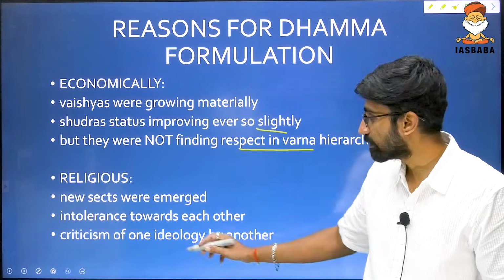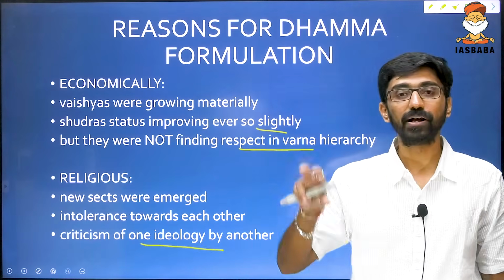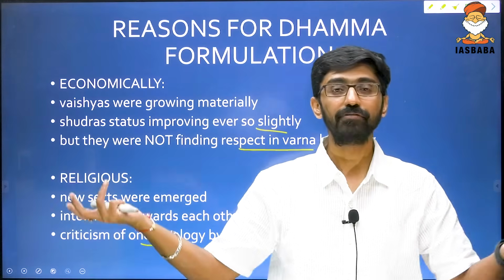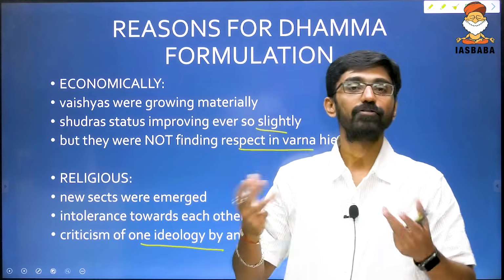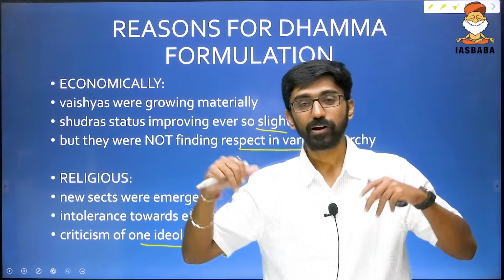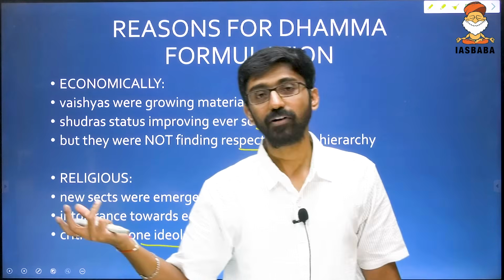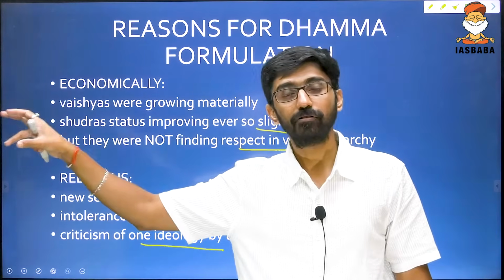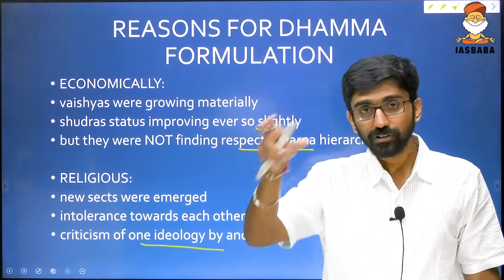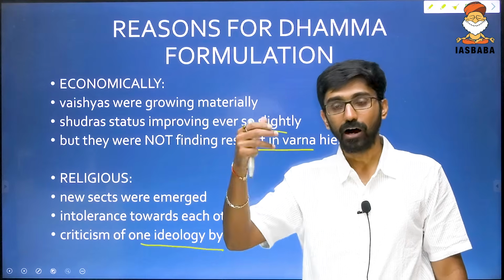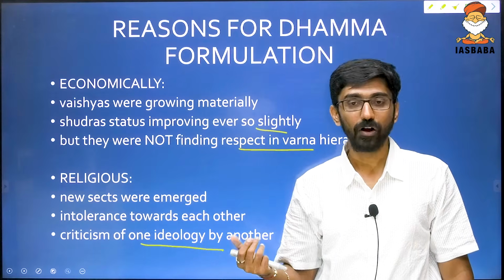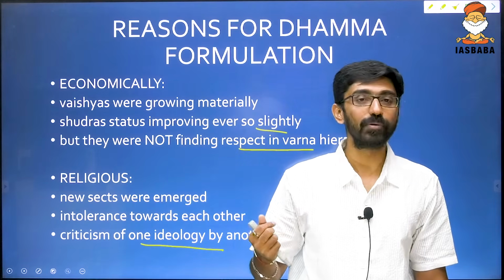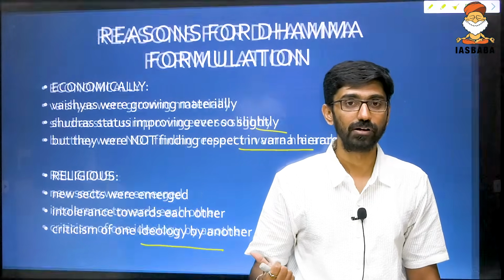Okay, and of course, it's a criticism of one ideology by another, because Ajivikas criticized Buddhism and Jainism, which emphasize too much upon karma and the other-world life. But Ajivikas said, just worry about this life, why are you worrying about the other life? Same thing by Charvakas. And of course, Buddhism and Jainism directly challenged the Varna hierarchy of Vedic society. Okay, so this was the condition in which Ashoka inherited the throne. Okay, there was a lot of increasing intolerance towards each other, socially, economically, and religiously also.